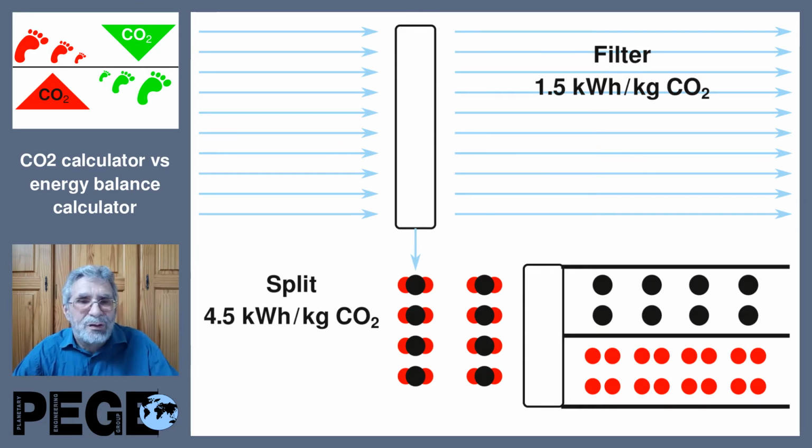Here is the method. First we have to filter much air to get 1 kilo CO2. This filtering requires a fan, and this needs 1.5 kilowatt hours per kilo of CO2. And then we split the CO2 in carbon and oxygen, and this requires 4.5 kilowatt hours per kilo of CO2. So we need 6 kilowatt hours to recycle 1 kilo CO2 out of the atmosphere.